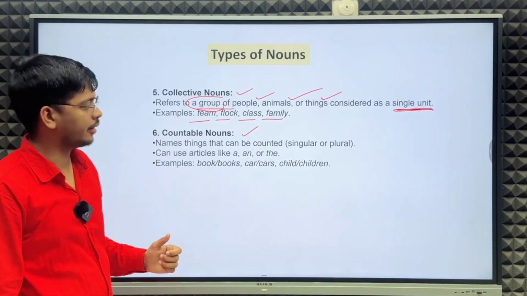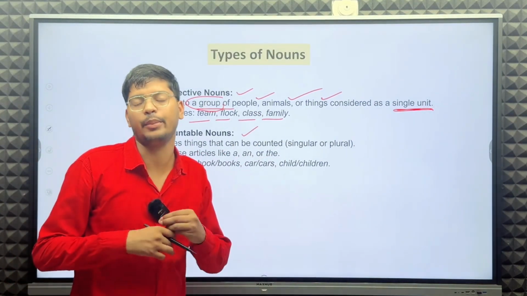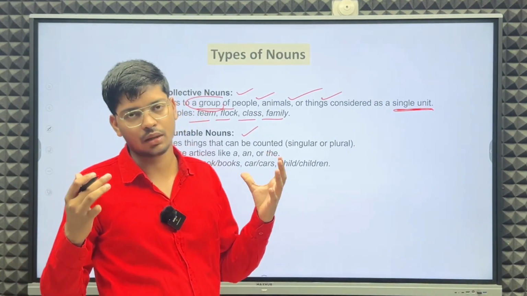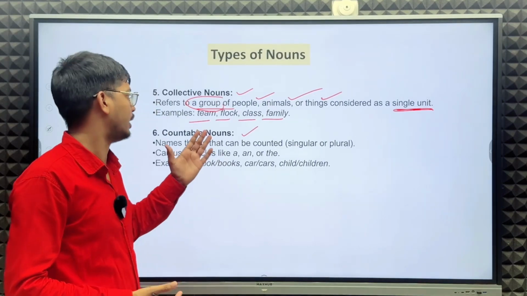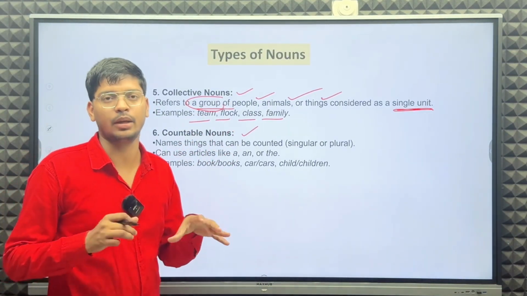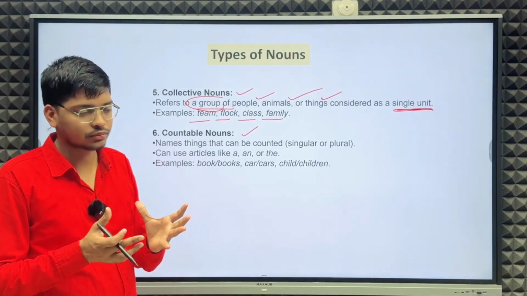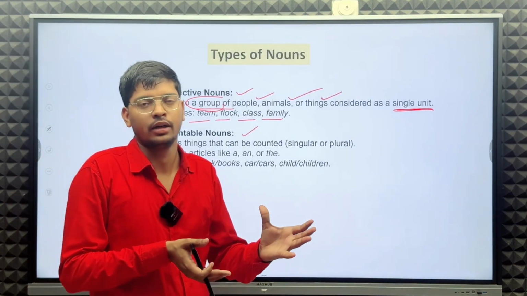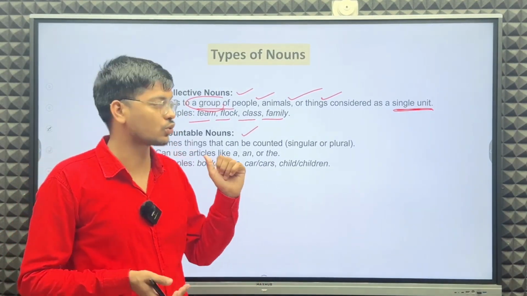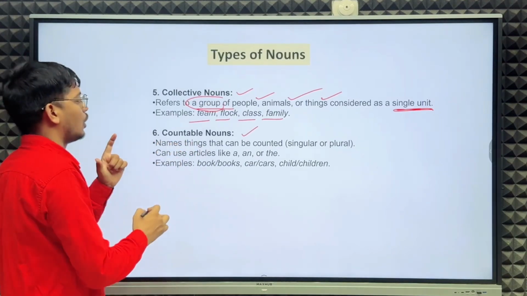In a family there are many people, and in a class there are more than one student included. Now the sixth is countable nouns.